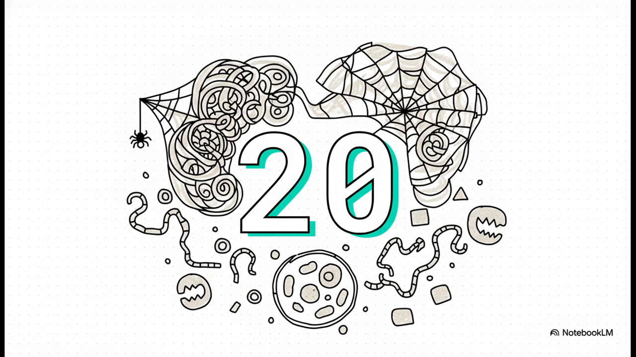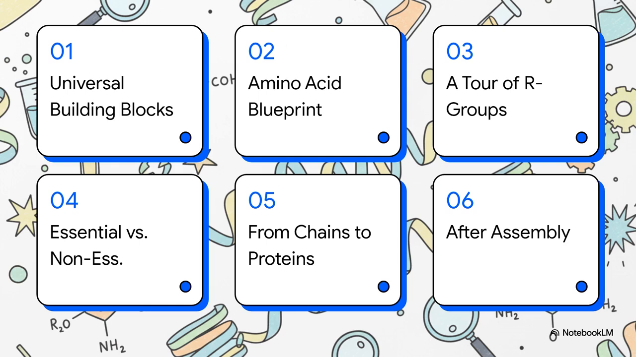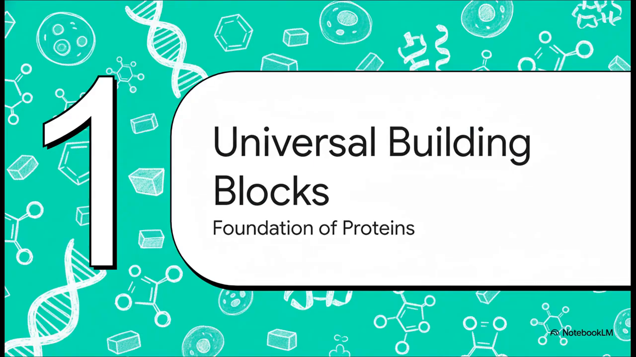It's wild. Okay, so here's our game plan. We're going to start with the big picture, then zoom right into what these things actually look like. We'll take a tour of what makes them different, talk about where we get them, see how they get put together, and then find out what happens after they're assembled. All right, let's get right into it.